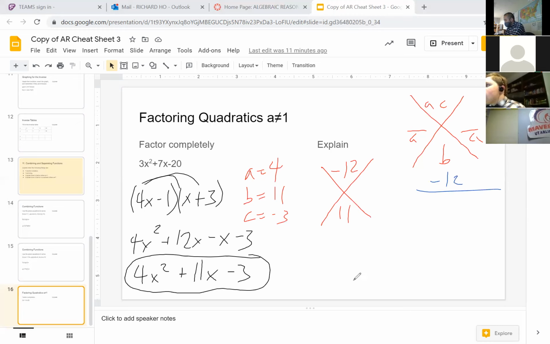So that could be negative 1 and 12. 1 and negative 12. Then you have 2 and negative 6. You have negative 2 and 6. You have 3 and negative 4, and you have negative 3 and 4. So the one that'll work is this one.